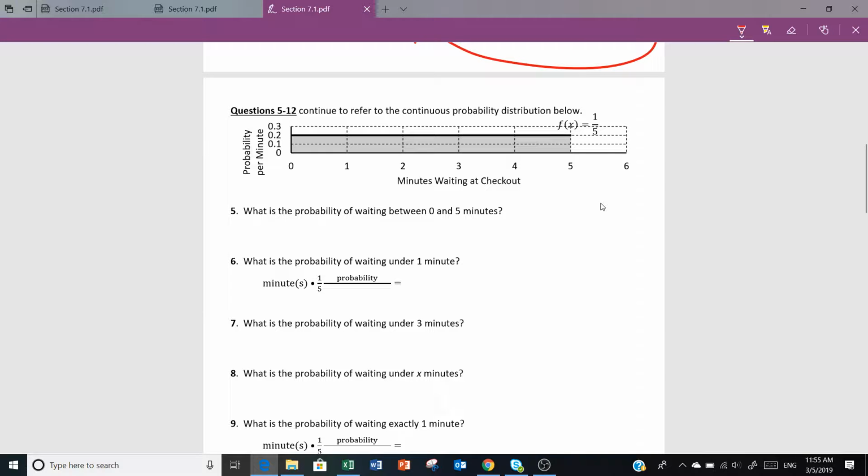If there's 5 minutes and each minute is worth 0.2 probability, what's 5 times 0.2? 1. So 5 times 0.2 is 1. So if this is probability per minute, when we add all the minutes together, we get 1. So let's go ahead and see if we can start answering the questions from 5 through 12. Let's start with the first two. The first two shouldn't be that difficult.